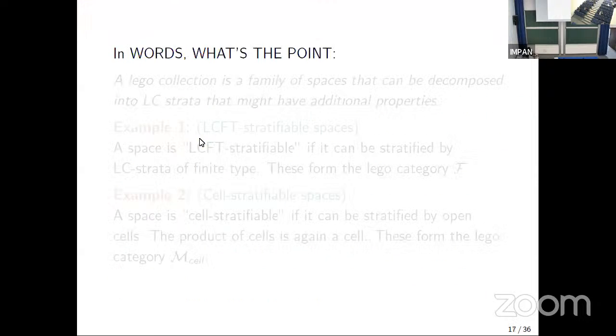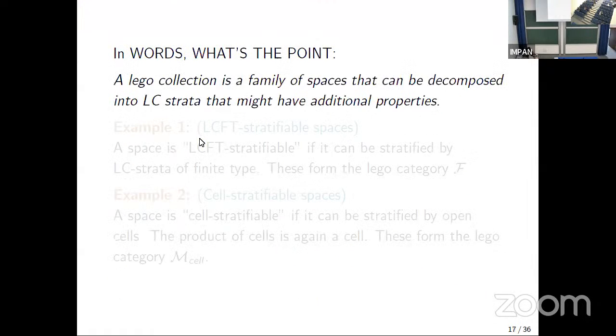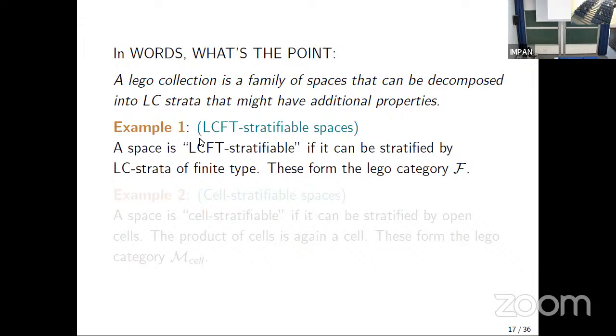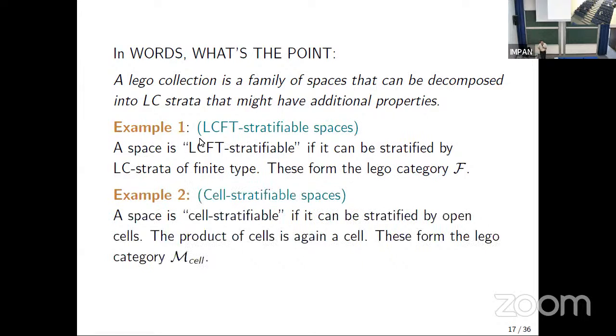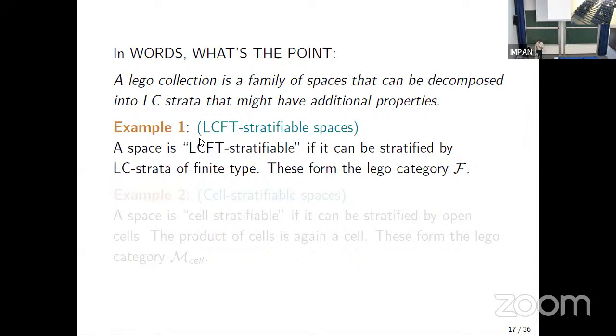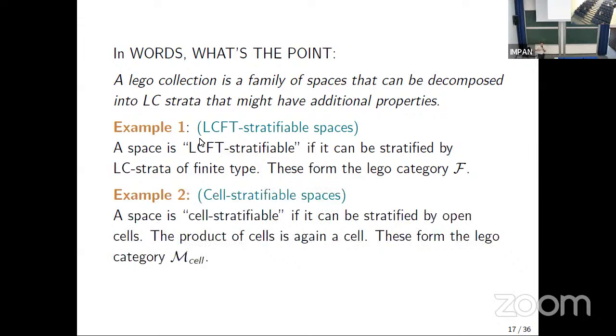Okay, so what's the point? Try to avoid writing lots of symbolism. A Lego collection is a family of spaces that can be decomposed into locally compact strata. That's always something that I need. That might have additional properties. So here are some examples. You'll find many examples, and some that came up in the previous talks. So the LCFT stratifiable spaces, but I threw in finite type on the strata. Substratifiable spaces, CW complexes, simplicial complexes. The strata are the simplices.